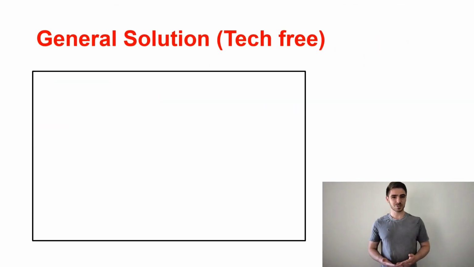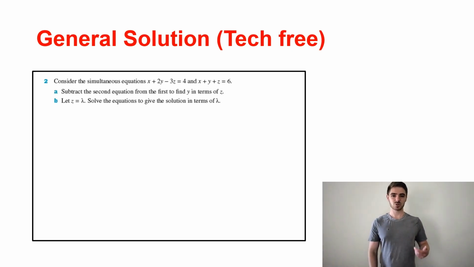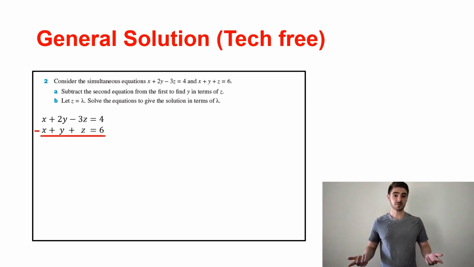It may be possible that you're asked a tech-free version of this kind of question. I haven't seen it happen in any of the trial exams, but the textbooks do give you some guidance on this, so it's worth covering just in case. This one here came from the Cambridge textbook. First, we're told to subtract the second equation from the first equation. Easy enough. We can also rearrange that result so we can get y in terms of z.